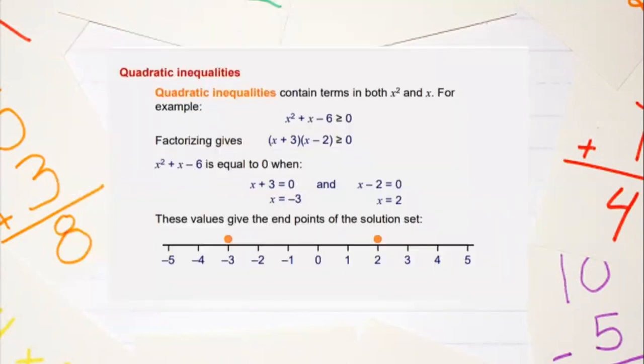Quadratic inequalities are a type of nonlinear inequality. They contain both x squared and x. For example, x squared plus x minus 6 is greater than or equal to 0. Factorizing gives us (x + 3)(x - 2) greater than or equal to 0. So x squared plus x minus 6 equals 0 when x + 3 = 0 gives x = -3, and x - 2 = 0 gives x = 2. So we put these on the number line at -3 and 2.